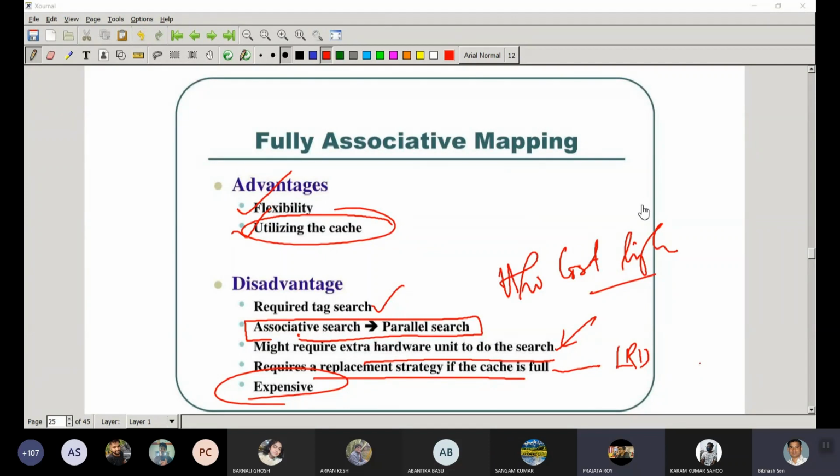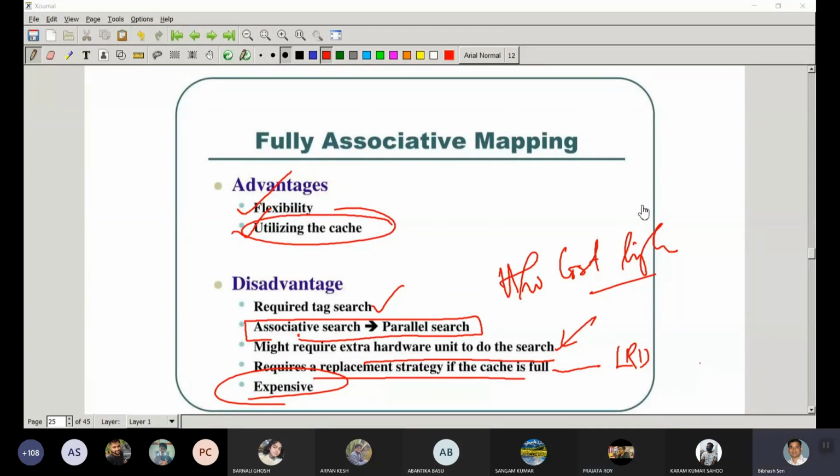But that cannot be done, because hardware, once configured and organized properly, cannot be changed during the program. Either I have to go associative, or I have to go direct mapping. In that case, direct mapping sounds more economical because it gives faster access and we don't need additional hardware.